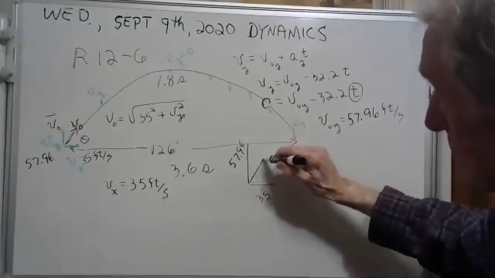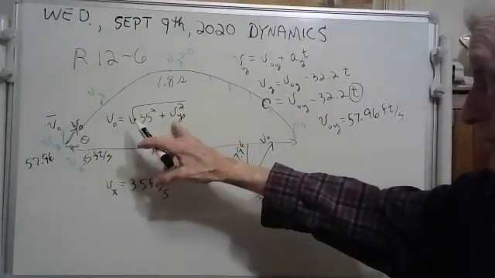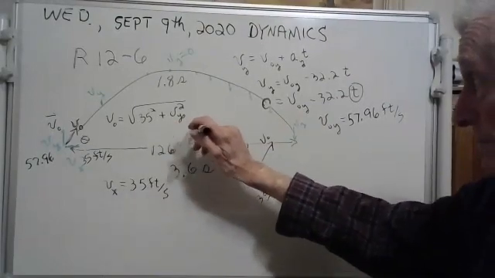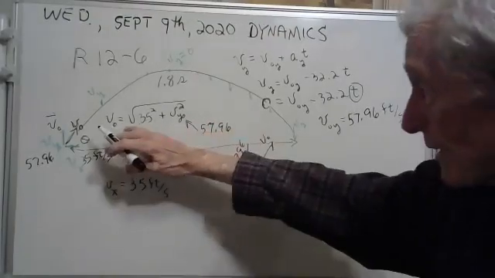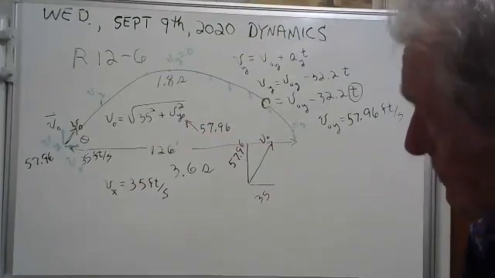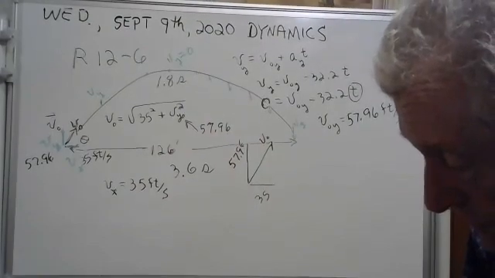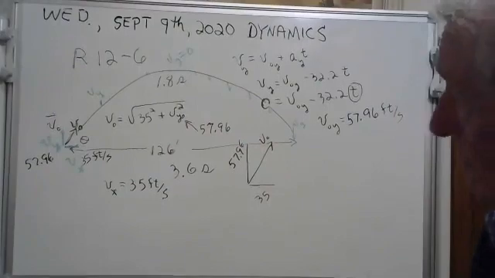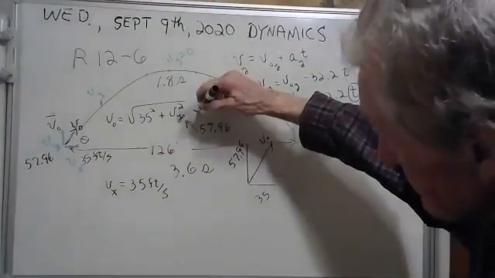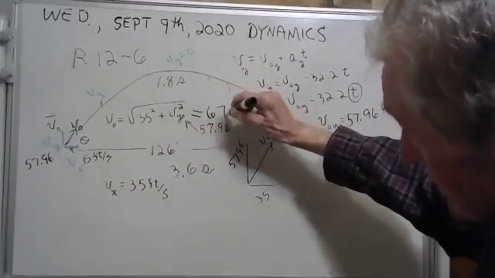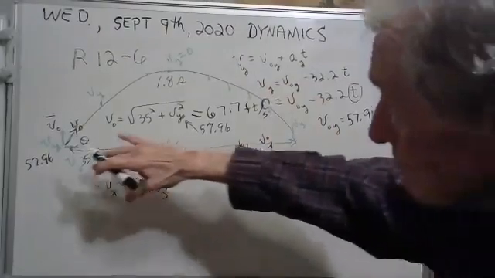And what we want, we want this velocity here. We know what that is. It's 57.96. Okay? So put that in your calculators and find the initial velocity for me. Go ahead. Did you get 67.7 feet per second for the initial velocity?